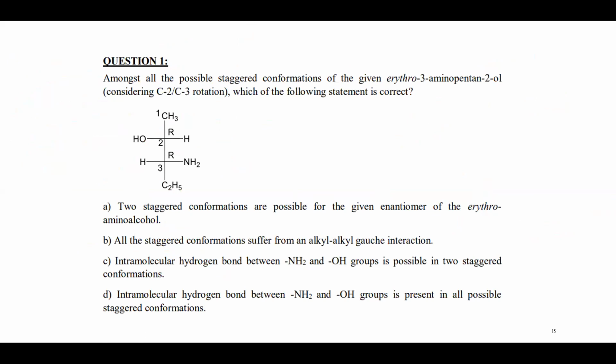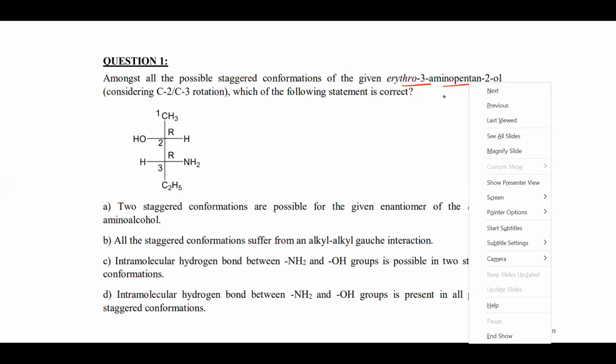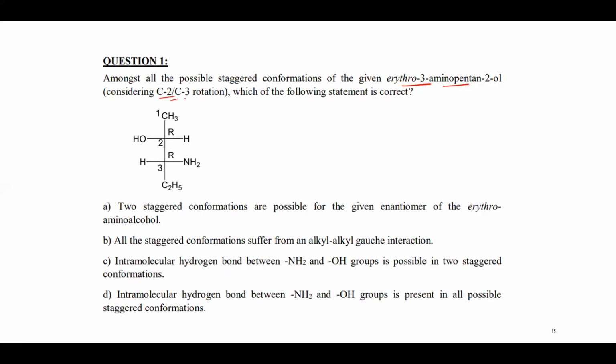So here one question is: among the possible staggered conformations of the erythro 3-aminopentan-2-ol, consider C2 and C3 rotation. Which of the following statements is correct? They have given a molecule, and this is the IUPAC name of the molecule. And we need to consider the staggered conformation of this molecule.